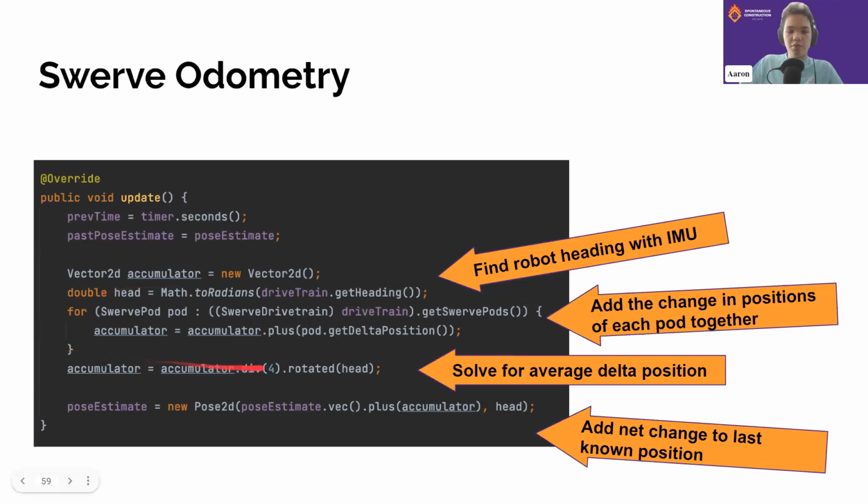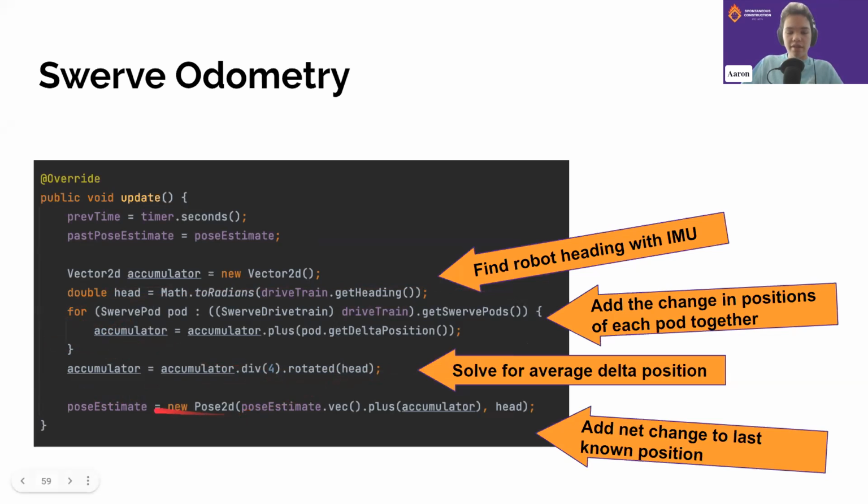Then during this for loop, we basically have this accumulator value, which is going to be the accumulated value where we add up all 4 of the different pod angles and velocities, or angles and different distances traveled. So that's what this for loop does. And then at the end, we divide that accumulator by 4, since we have 4 pods, and then use the dot rotate ahead to make it field centric.